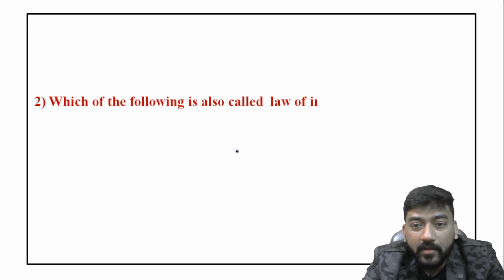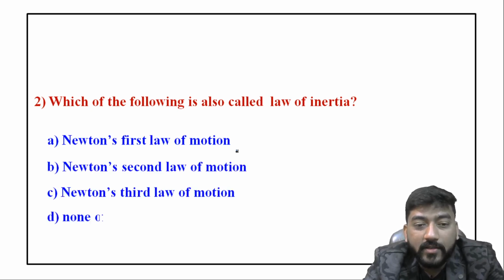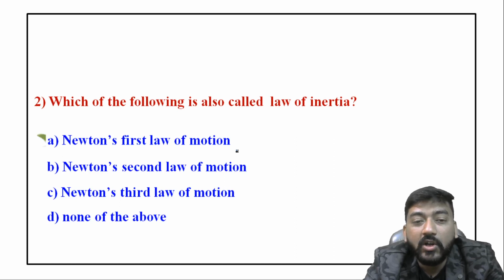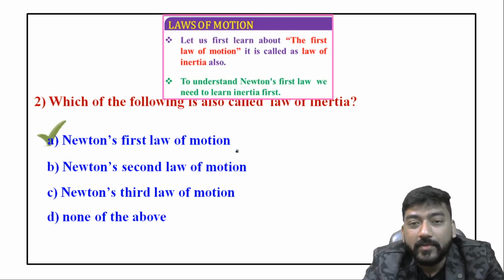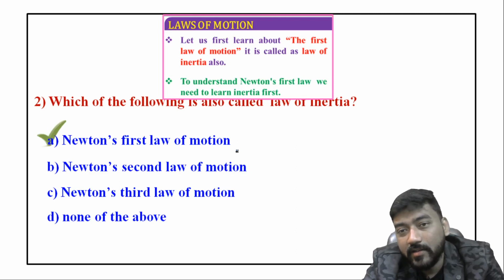Now, which of the following is also called the law of inertia? Newton's first law of motion, Newton's second law of motion, Newton's third law of motion, or none of the above. Obviously option A is correct, and we have seen earlier that the first law of motion is also called the law of inertia. Okay, thank you.